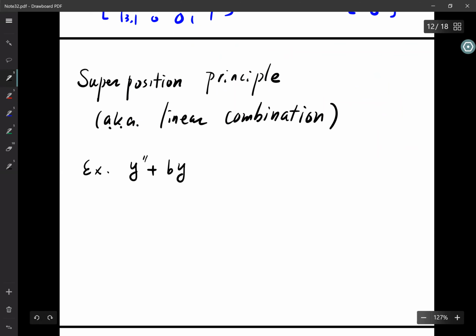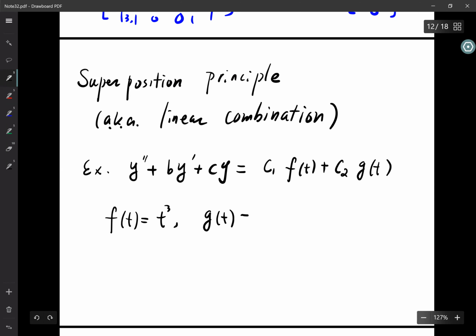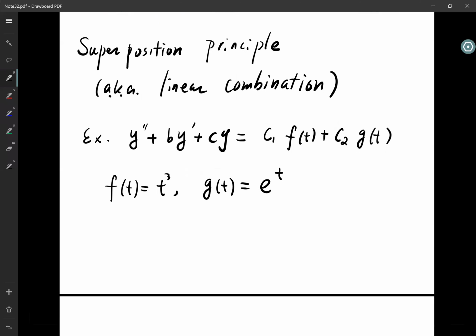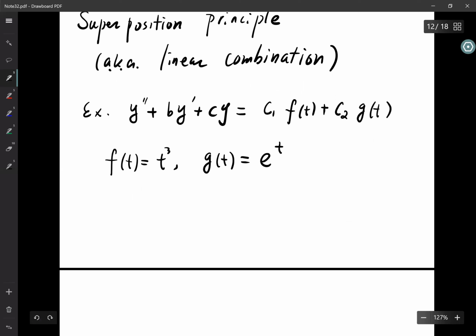y double prime plus b y prime plus c y equals c1 f(t) plus c2 g(t), and I want you to solve this. Say f(t) is t cubed, and g(t) is exponential t. In both cases, we have learned how to do that. If there is just f(t), we can expand that into polynomials. If there is just g(t), then we can use exponential t or t times exponential t, depending on whether one is not a root, a single root, or a double root, and we'll get the solution. So now the question is, if I do a linear combination of the right-hand side, how do we get a particular solution for this differential equation?